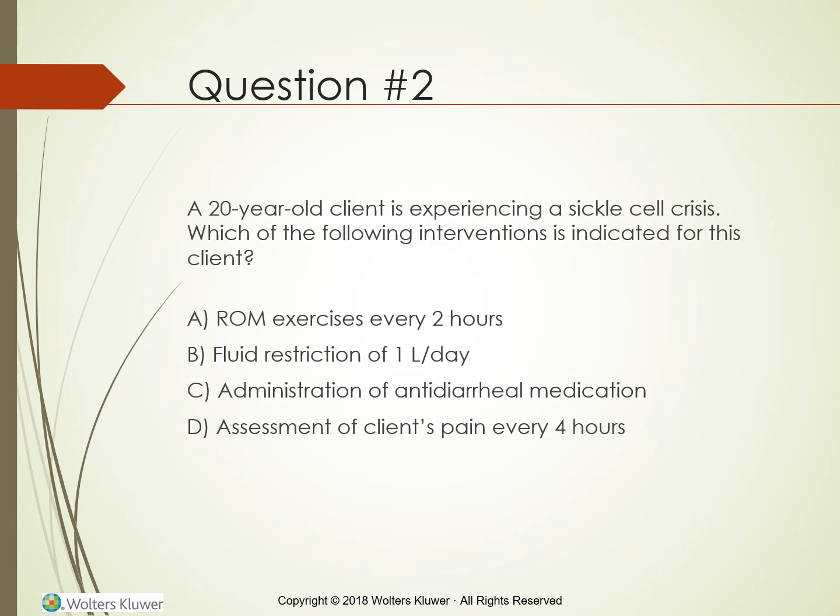Question: a 20-year-old client is experiencing a sickle cell crisis. Which of the following interventions is indicated for this client? A, range of motion exercises every 2 hours. B, fluid restriction of 1 liter per day. C, administration of antidiarrheal medication, or D, assessment of client's pain every 4 hours.